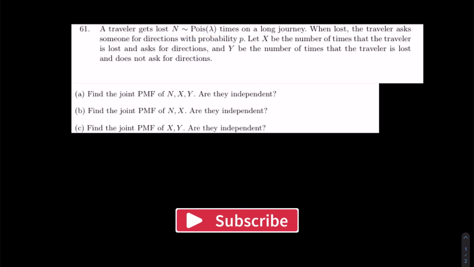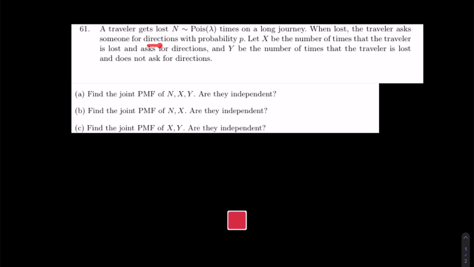So a traveler gets lost, distributed Poisson lambda times, on a long journey. When this traveler is lost, he asks for directions with probability p. We're letting X be the number of times that the traveler is lost and asks for directions, and Y is the converse.